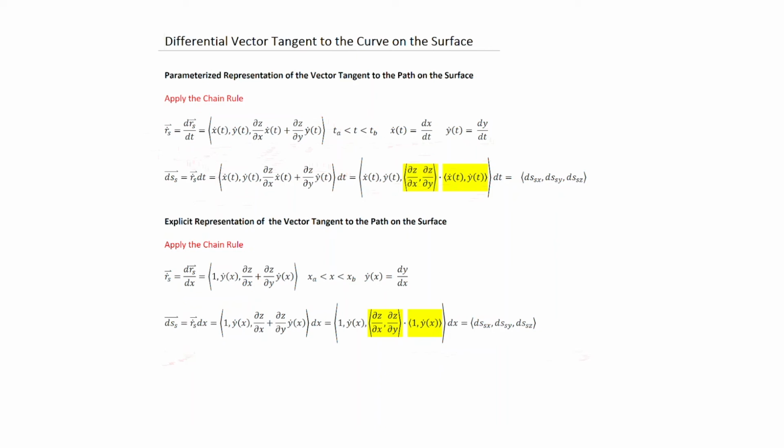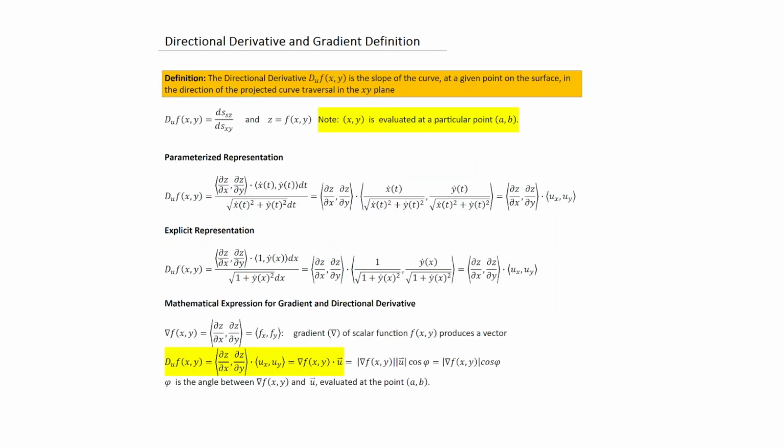So now the next step is actually to get to our end goal, and that is what is a directional derivative and also the definition of a gradient. Okay, so the definition of the directional derivative is the slope of a curve at a given point on the surface in the direction of the projected curve traversal in the xy plane.